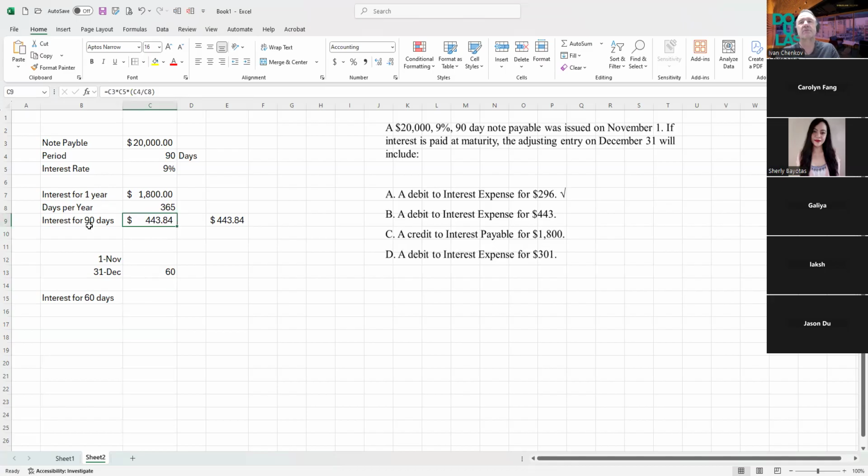divided by 90 is going to get it per day. Then 60, I'm going to get it per 60 days. Or I can go with the 60 divided by 365 times the amount, I'm still going to get it, right? How you get this amount is up to you. It depends on how your brain works faster.